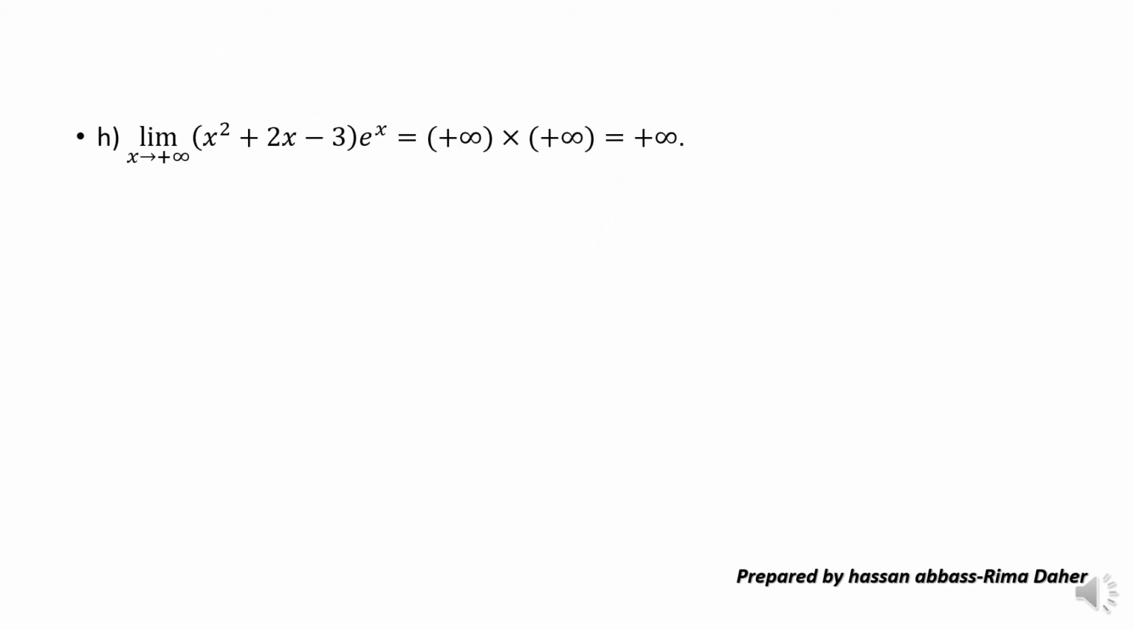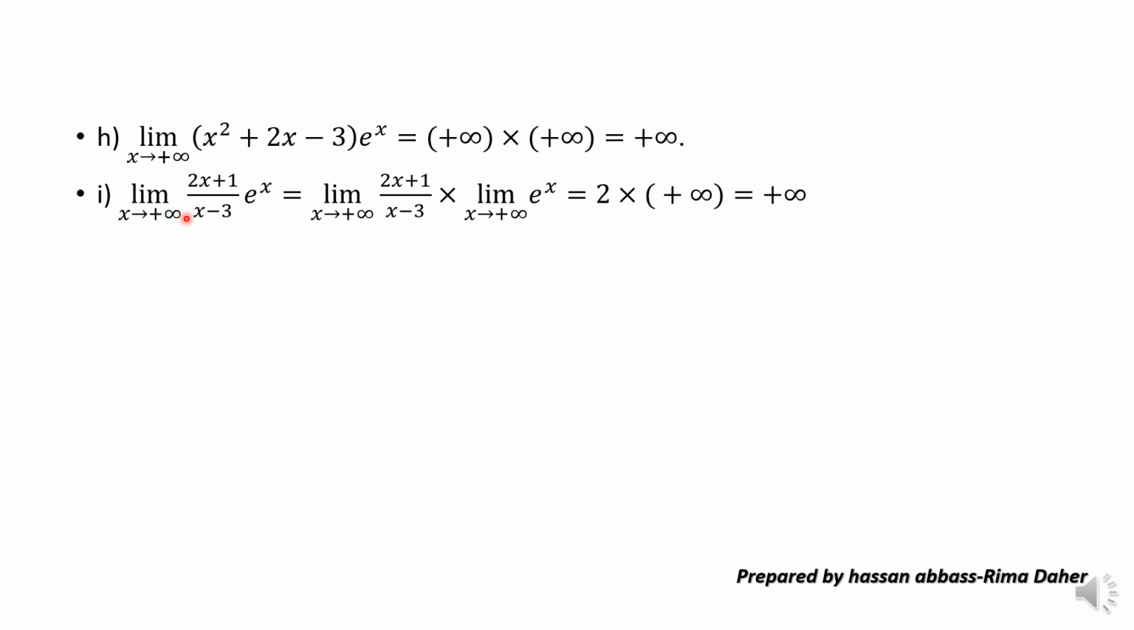Limit where x tends to plus infinity of x squared plus 2x minus 3 times exponential x. If we replace x by plus infinity in this value, we get this limit is equal to plus infinity times exponential plus infinity. Then we get plus infinity times plus infinity, which is plus infinity.